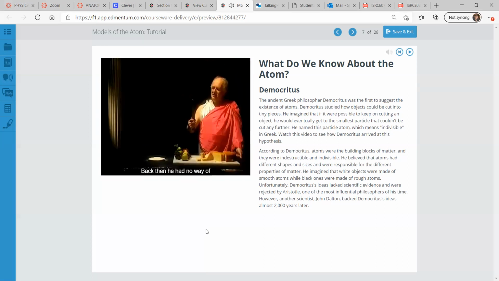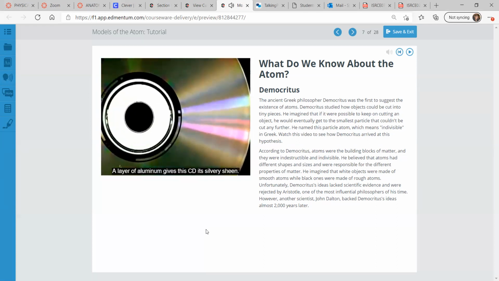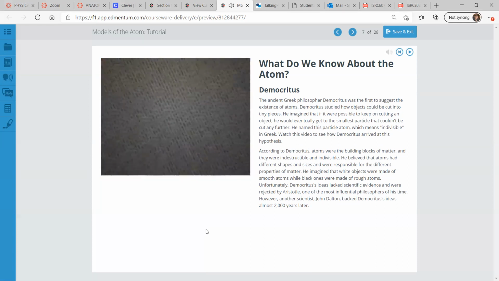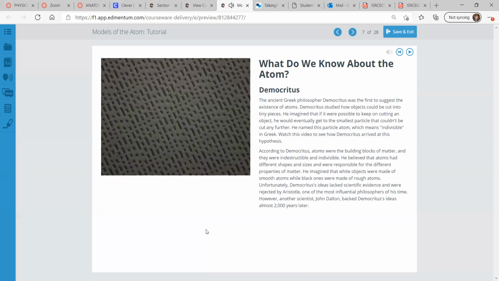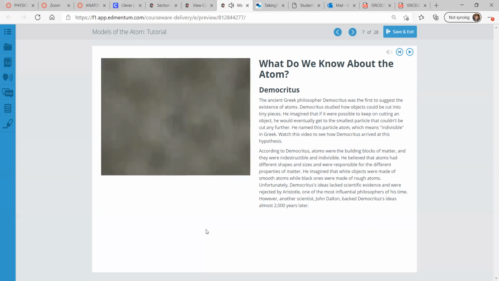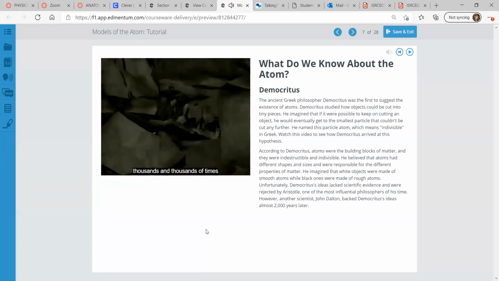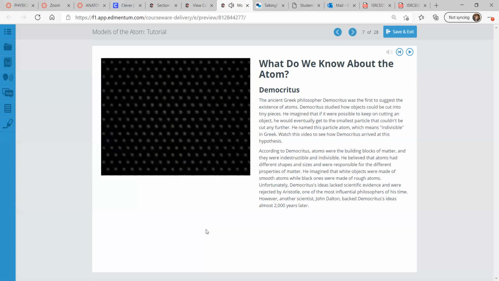Back then, he had no way of proving whether atoms existed, but today, high-tech machines allow us to see them. A layer of aluminium gives this CD its silvery sheen. But at greater and greater magnification, it looks quite different. Keep on magnifying the image thousands and thousands of times, and eventually you can see the individual aluminium atoms.